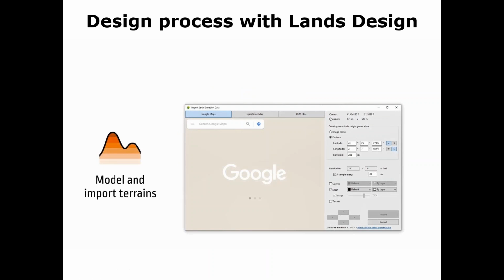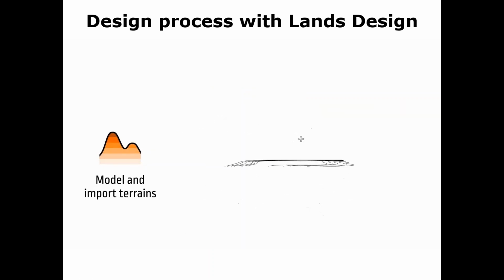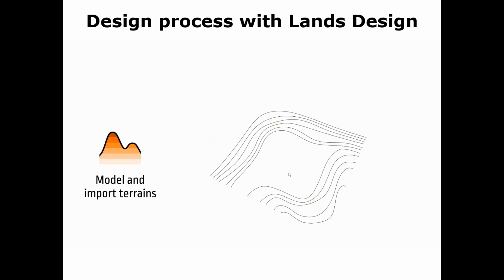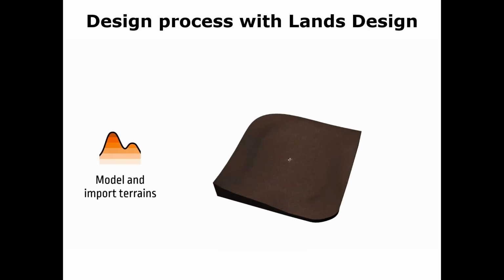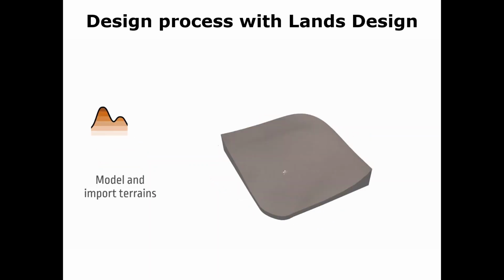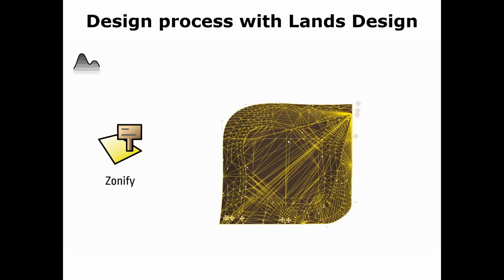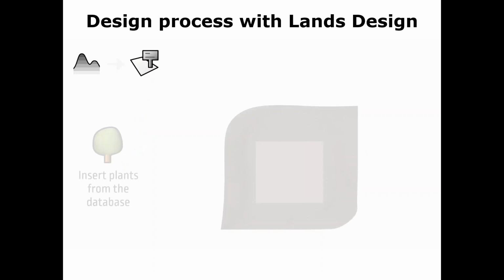As you see, you can import the terrain, or you can elevate some curves and then create the terrain according to these elevated curves. And then you can modify this terrain. Then you can zonify the project in different zones. It gives you the area and the title of the different zones. You can assign different materials to the different zones, as I said.